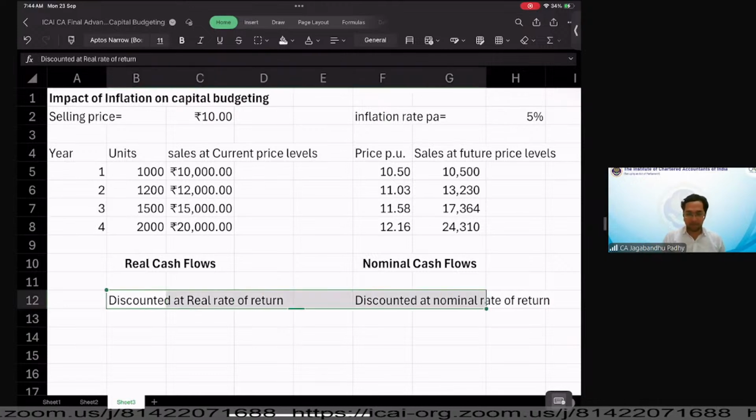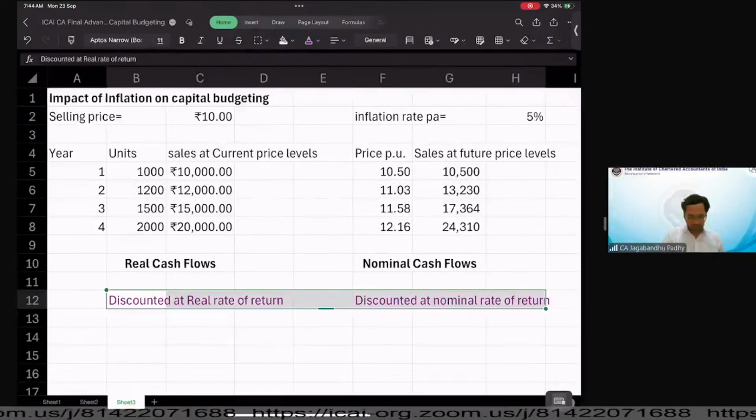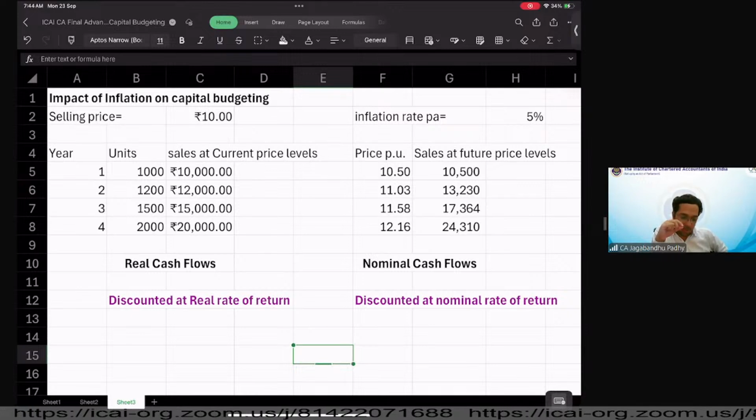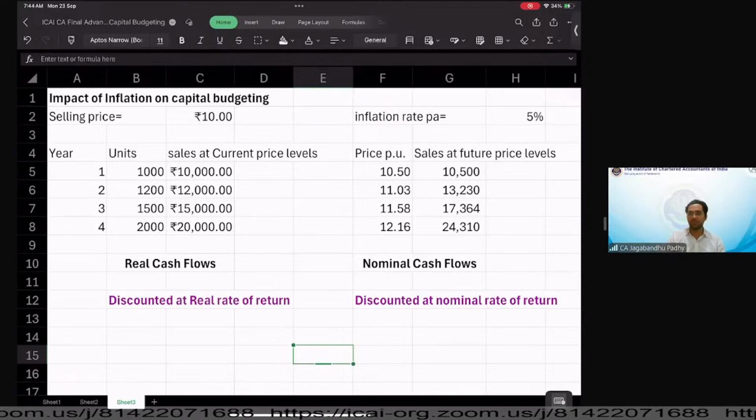Are we getting this, everyone? Does it make sense to you? Real cash flows should be discounted at the real rate of return and nominal cash flows should be discounted at the nominal rate of return. Now, my next question to you. Numerically, what do you think? Which number is going to be higher, the rate of discounting? The real rate of return or the nominal rate of return?